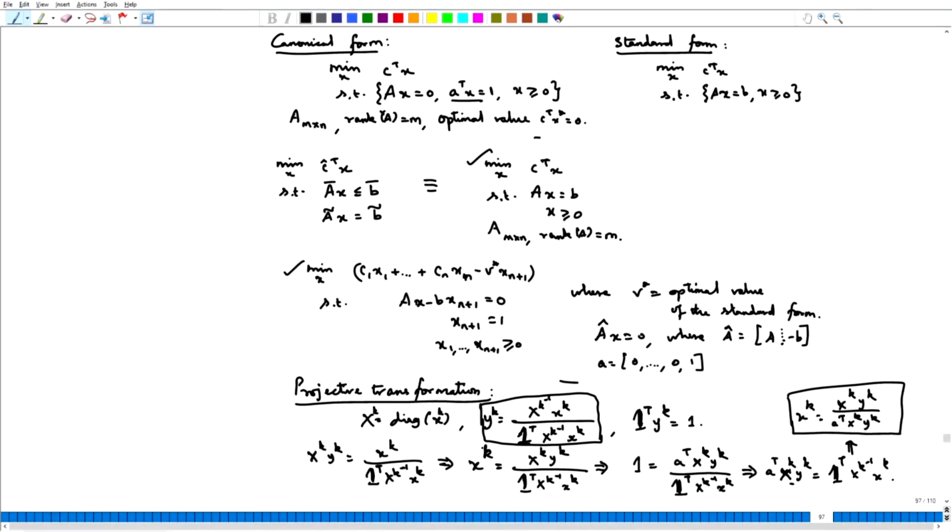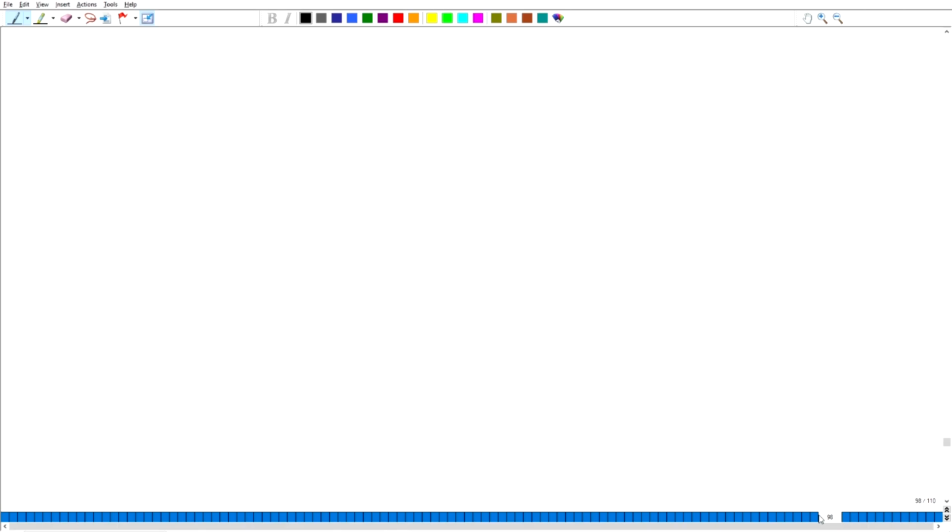Everyone. So, this is the third lecture of week 11. In the previous lecture we started with Karmarkar's algorithm. We learnt how to convert a given problem to the canonical form, and we also learnt what a projective transformation is. Recalling that, you can look at the screen to see what the canonical form and the projective transformation are.